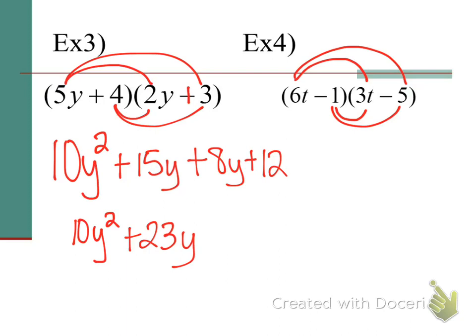23. Should it be y or y squared? Just y. Why is it just a y? When we combine like terms, we leave the exponents alone. Okay? Combine like terms, you leave the exponents alone, so it's just a y. And then what's going to be on the end? Plus 12. All right, 6t times 3t.